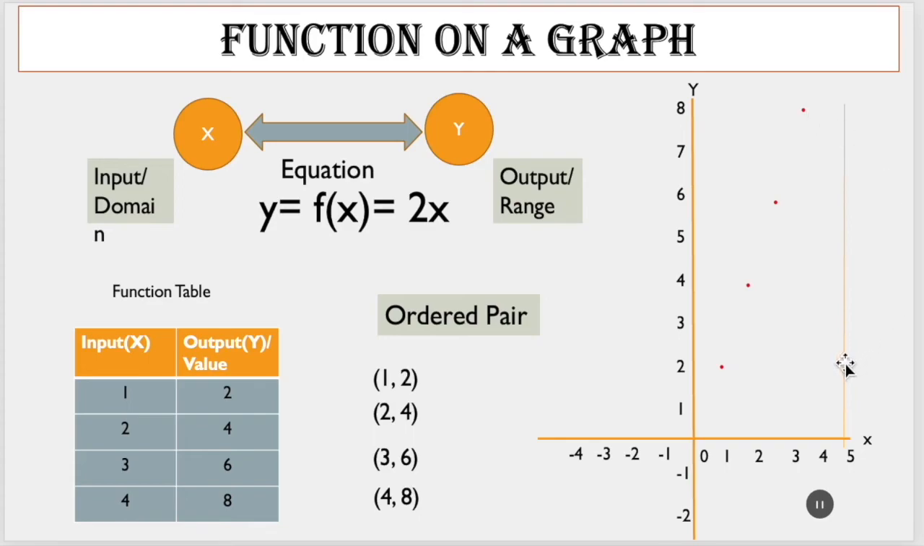And if we join these points, let's just join these points and see how it's going to look. So we join these points, our graph is going to look like this. It's a straight line going through our origin. That means 0, 0 means for the input 0, our output is going to be 0. So this is how the graph is going to look like for this function.